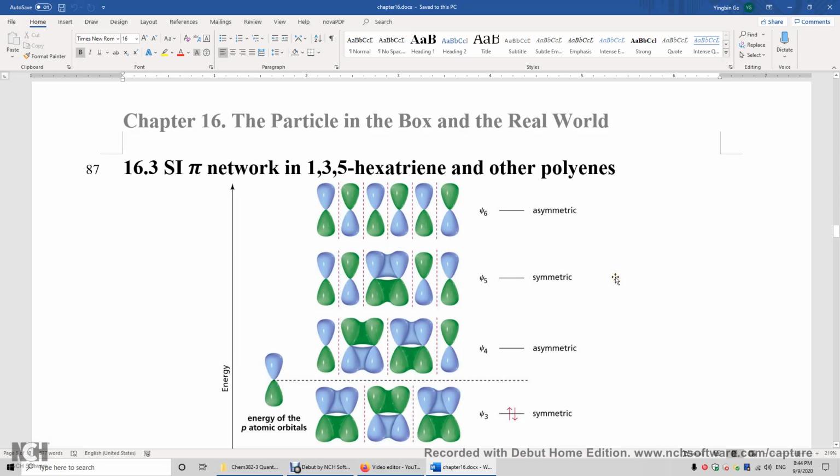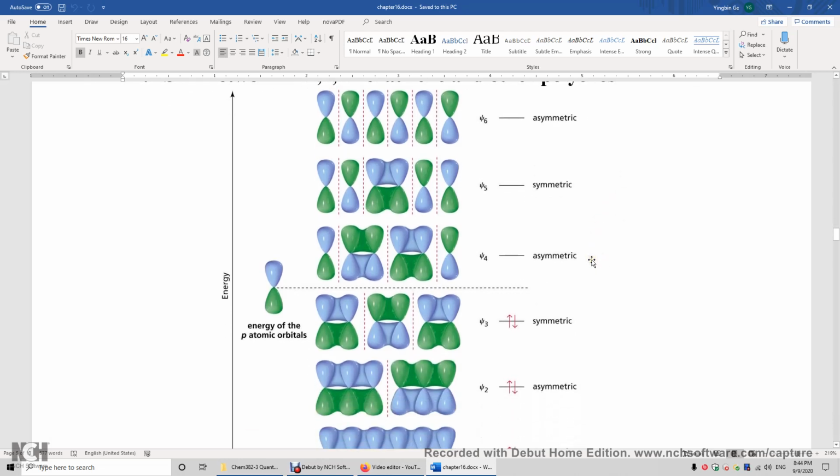Section 16.3 Supporting Information. Pi network in 1,3,5-hexatriene and other polyenes. Now let's look at the pi-type orbitals of 1,3,5-hexatriene. There are 6 carbon atoms.